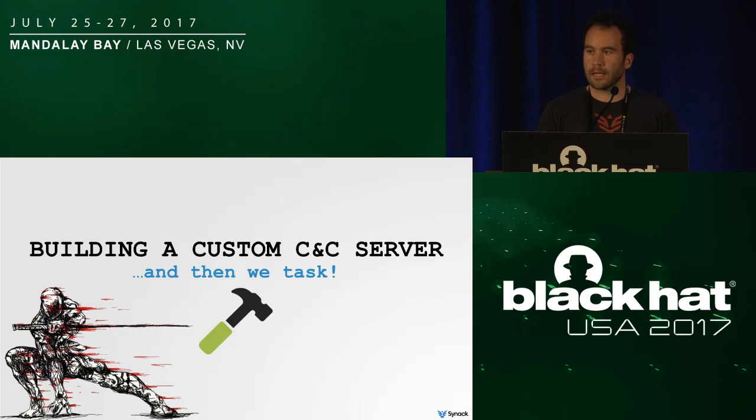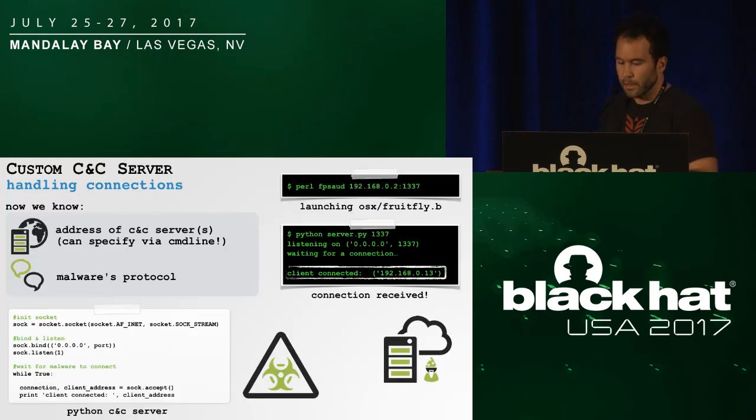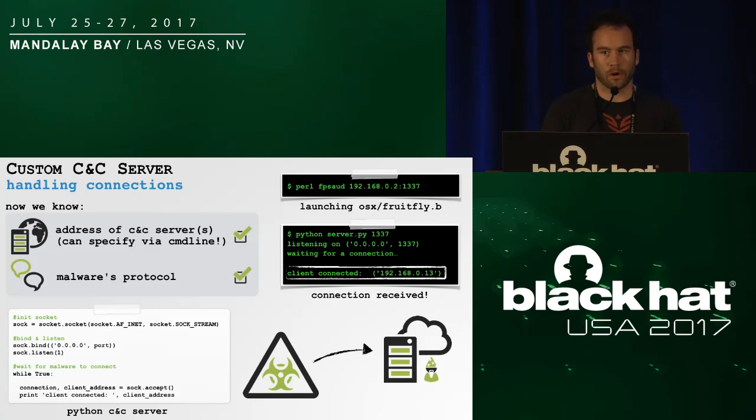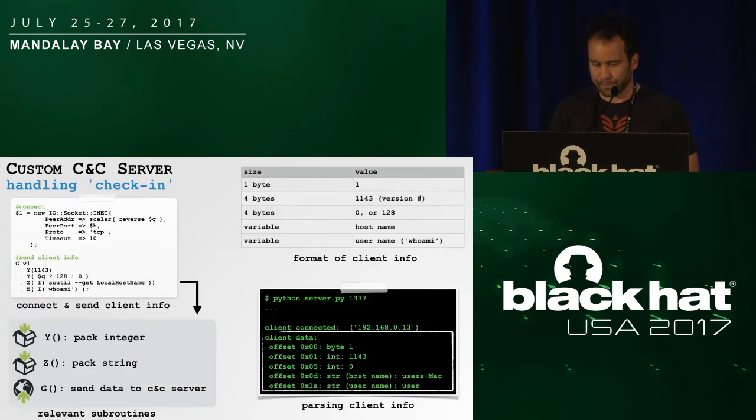All right, on to building our custom command and control server. Recall, we can specify the address of the command and control server via the command line. And we also understand the basic protocol. Malware checks in, sends some client information, and then expects a single byte command to execute. So we can start by just writing some Python code that accepts a connection. If we run this, at the top you can see we execute the malware. On the command line, we provide it the address of our command and control server, and the malware connects. Okay, not that exciting, but baby steps.